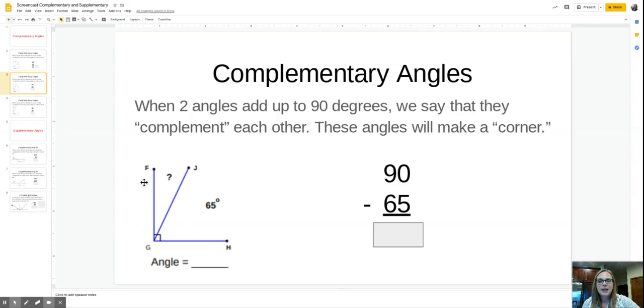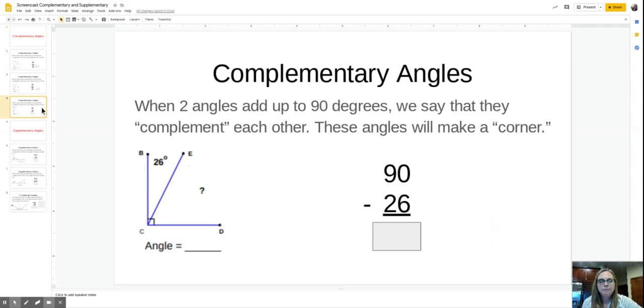The whole thing was 90. We know this piece right here was 65. And so if we do that subtraction problem, again, we're pretty good math thinkers. I'll give you a moment to think on that. You should know that our answer should be 25. This little angle in here would be 25 degrees.